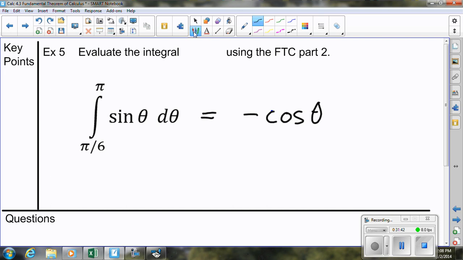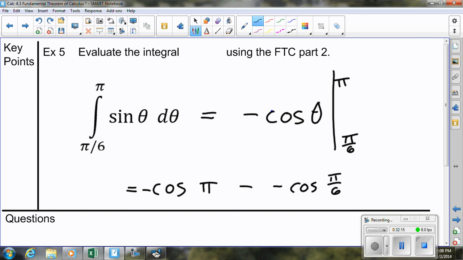Well, this is our term, and we now have to evaluate it. This is a term that tells you evaluate from pi over 6 up to pi. This vertical line is a notation that says evaluate, plug in pi, then subtract off what you've got from plugging in pi over 6. So it tells us negative cosine of pi, subtract the negative cosine of pi over 6. Well, of course, subtracting the negative is saying plus the cosine of pi over 6.